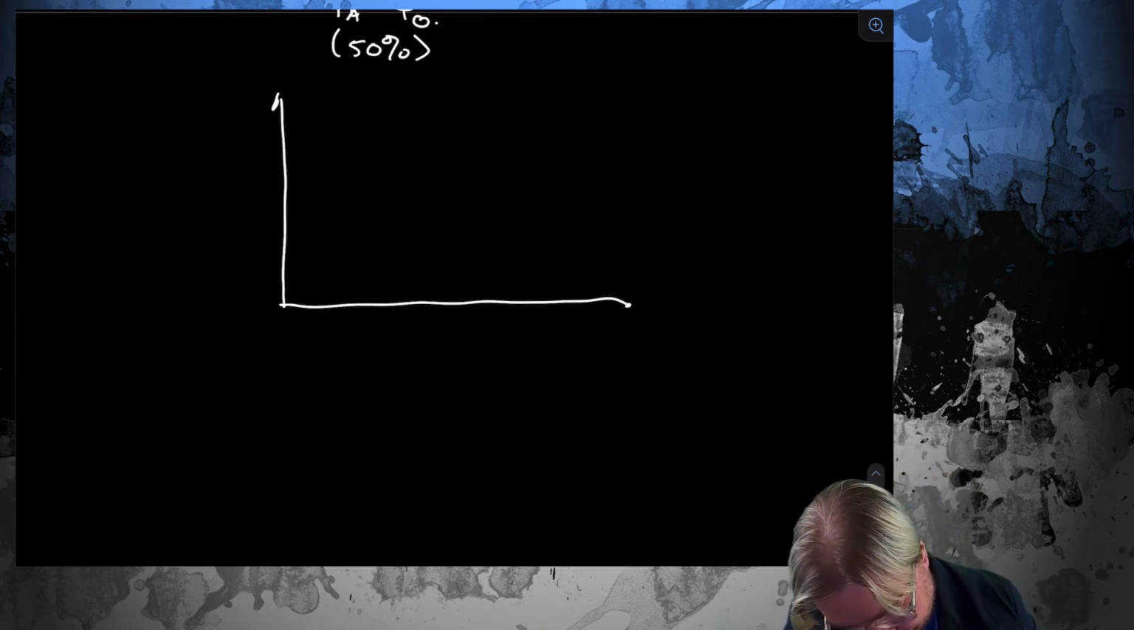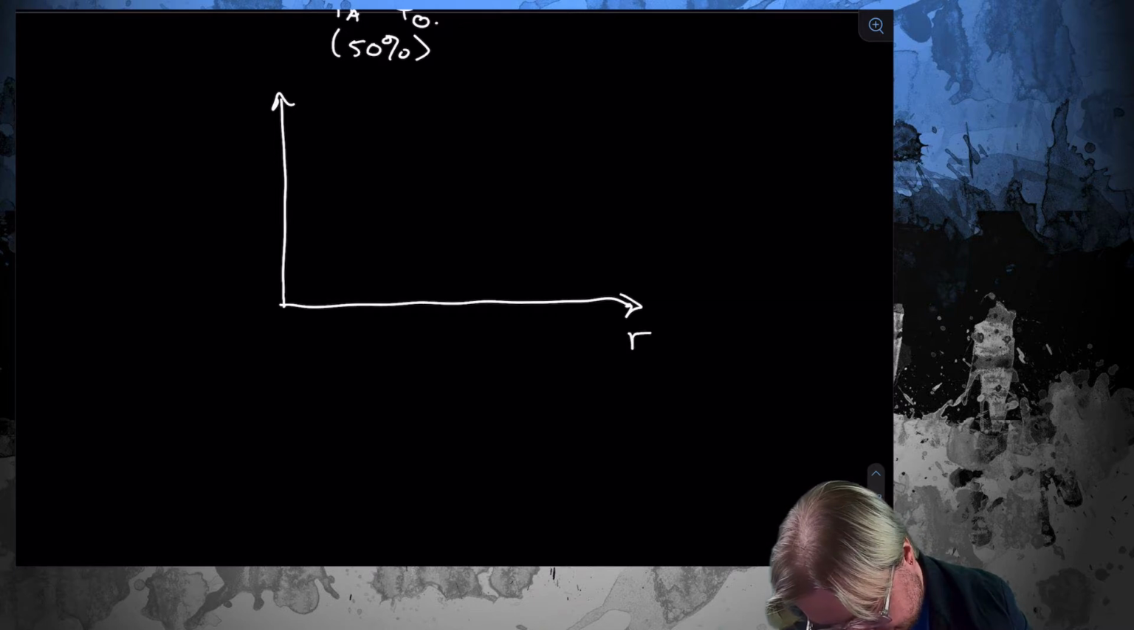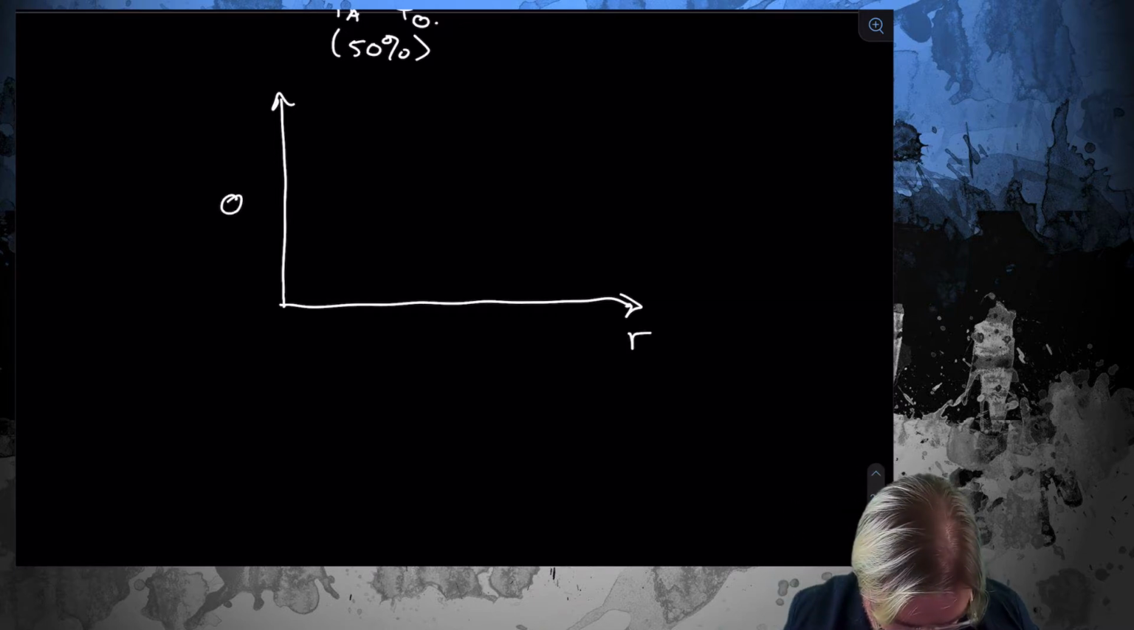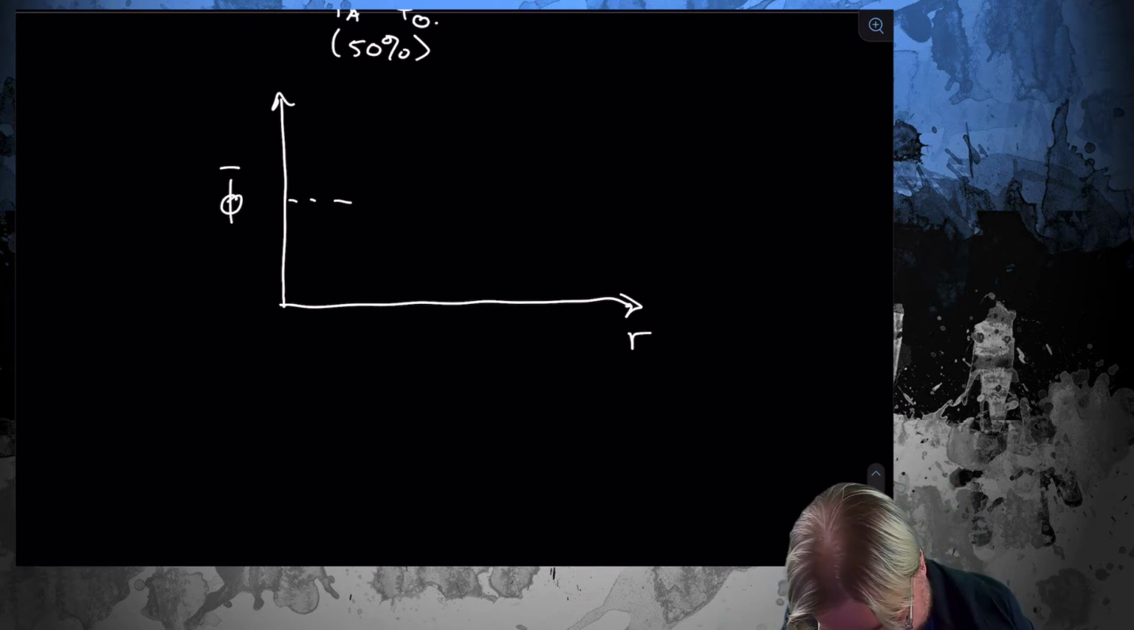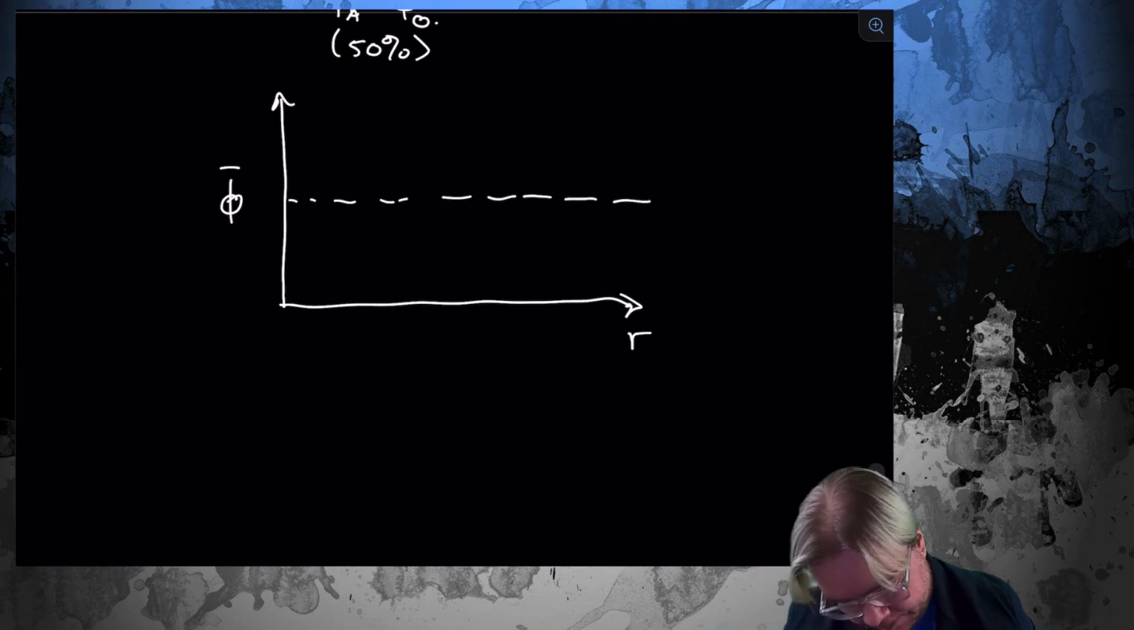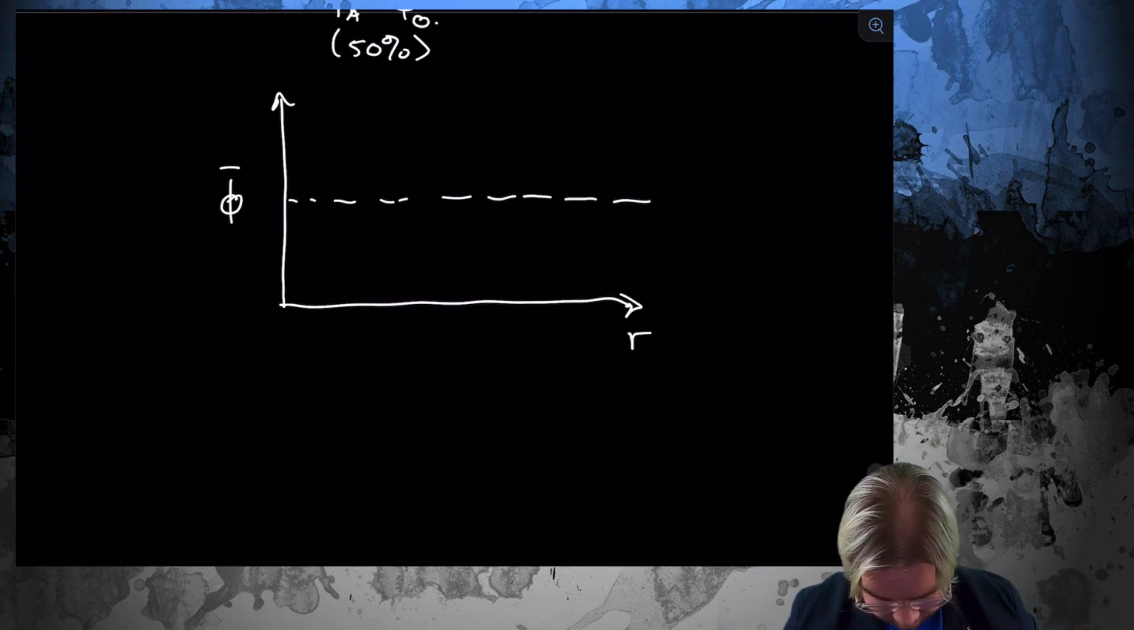So this happens all the time. And I can characterize these fluctuations. If I plot the same kind of thing again, this will be, let's call it the average value, phi bar. That will be the average value of the volume fraction.